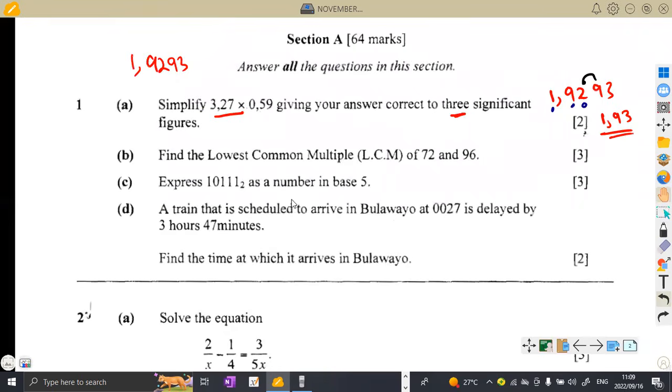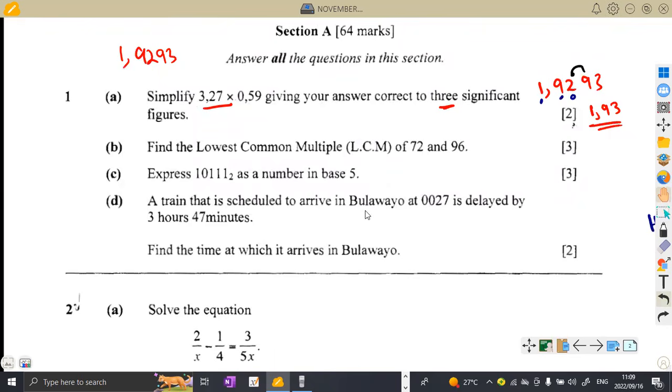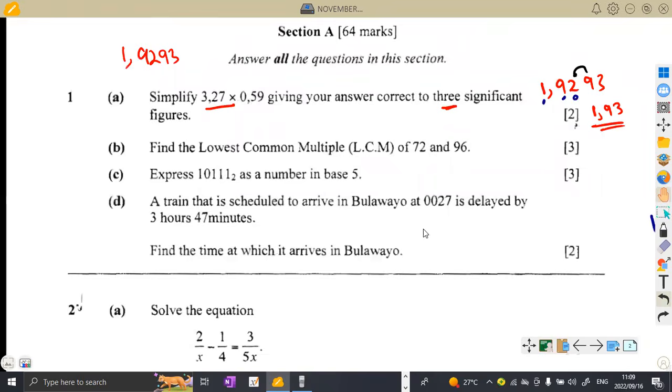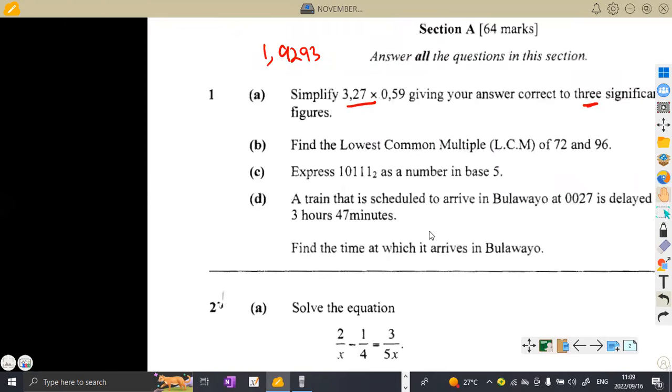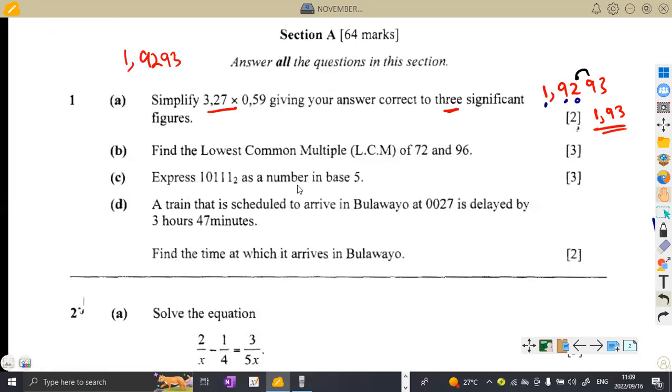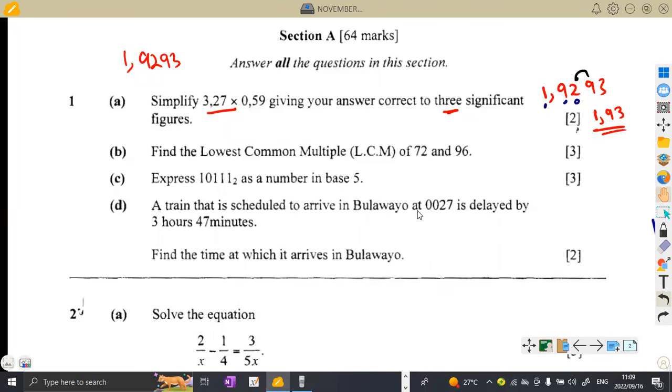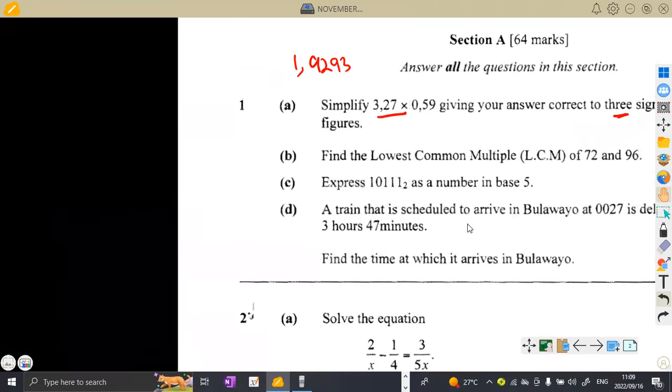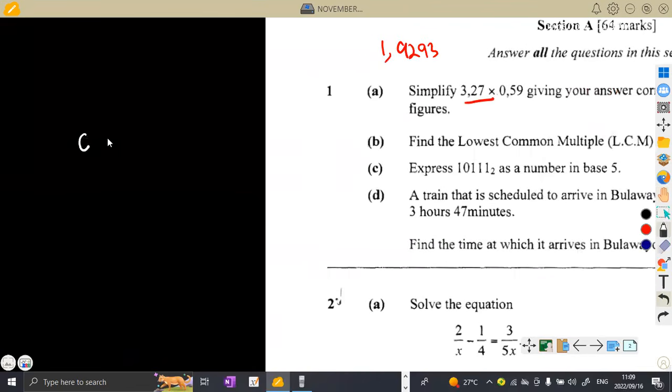A train that is scheduled to arrive in Bulawayo at 0027. So this one I'm just going to write out. The train was scheduled to arrive in Bulawayo at 0027 hours. It is delayed by 3 hours 47 minutes. So which means instead of arriving at 12, it's going to extend the time. For a delay, you add the time, you don't subtract.